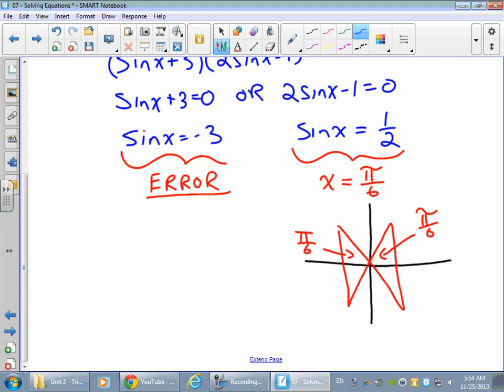And since all ratios are positive here and sine is positive here, that means I do have a second answer there. The size of that angle right there will be a second solution. And that solution will be pi minus pi over 6. And so x is pi over 6, or x could be 5 pi over 6 as well.